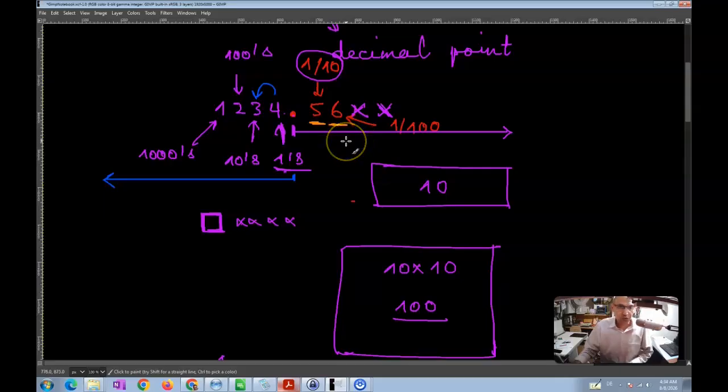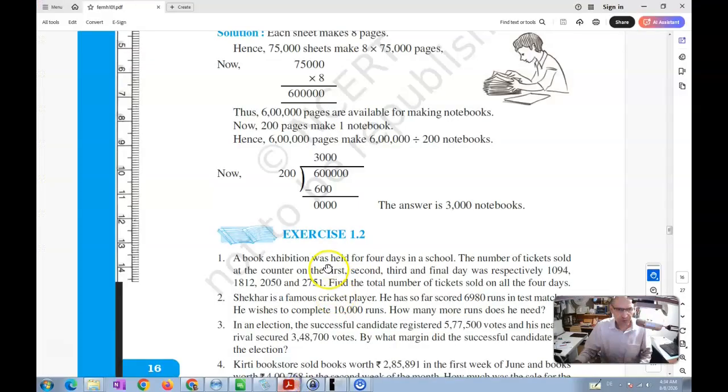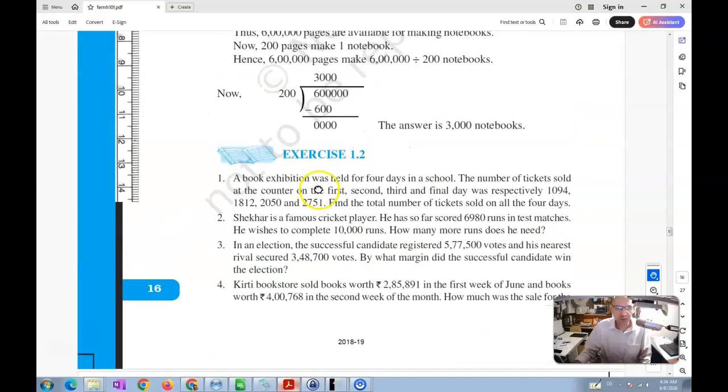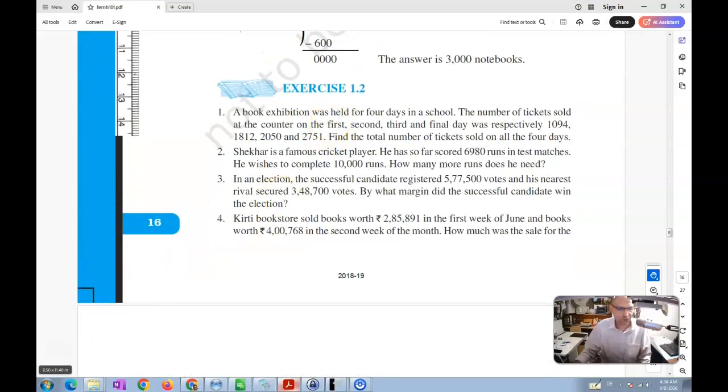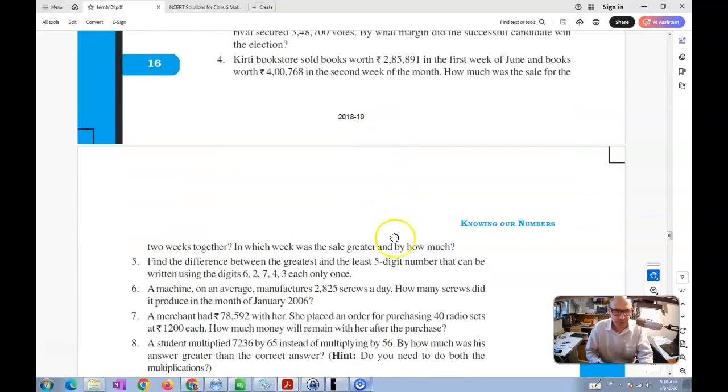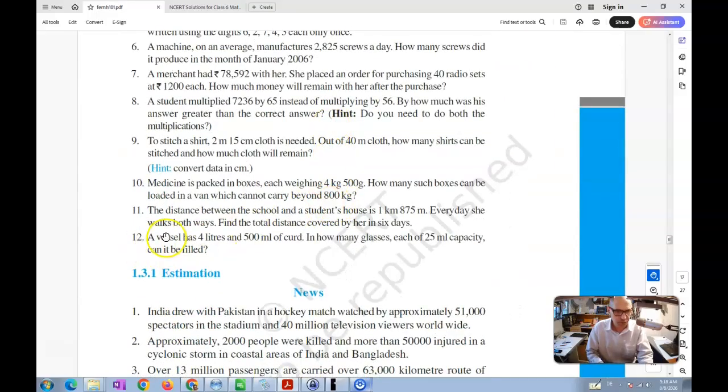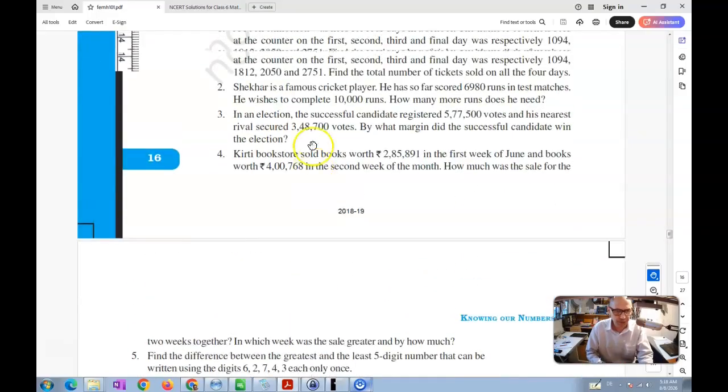So that was all about decimal numbers, and in the next video we will talk about exercise 1.2. Thank you. Okay, so now let's talk about exercise 1.2, which is essentially we have 12 exercises here.